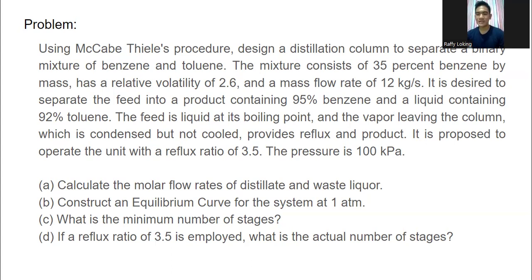So first, we need to calculate the molar flow rates of the distillate and the waste liquor. B, construct an equilibrium curve for the system at 1 atm. C, what is the minimum number of stages. And D, if a reflux ratio of 3.5 is employed, what is the actual number of stages.